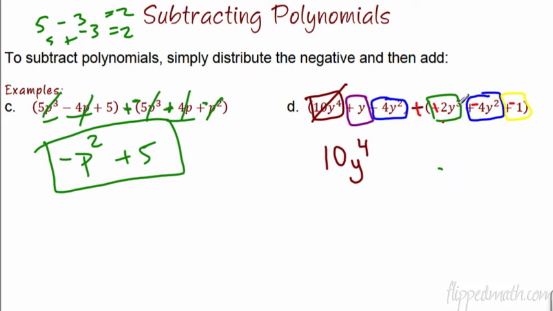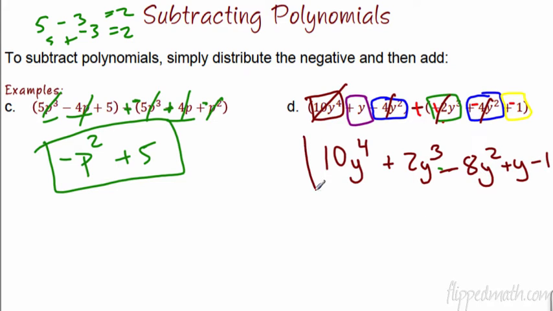We're going to go to the third power here. We have a positive 2y, so we write plus 2y to the third. We then go to our second power, so we have a negative 4y squared and another negative 4y squared. That's negative 8y squared. They cancel out. We have plus y and then a minus 1. So that's going to be our answer for D.